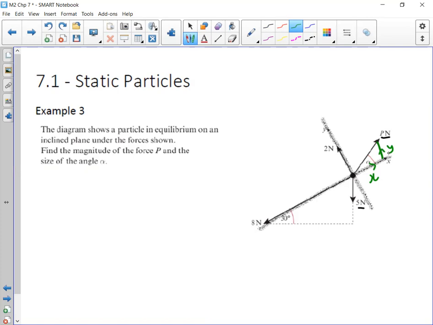Now for the 5 Newton downwards, hopefully you do remember how to resolve. You can remember the shortcut for the 5 Newton. For the mg in the inclined plane, that's the actual weight in Newtons. So mg is 5, so 5 sine 30.